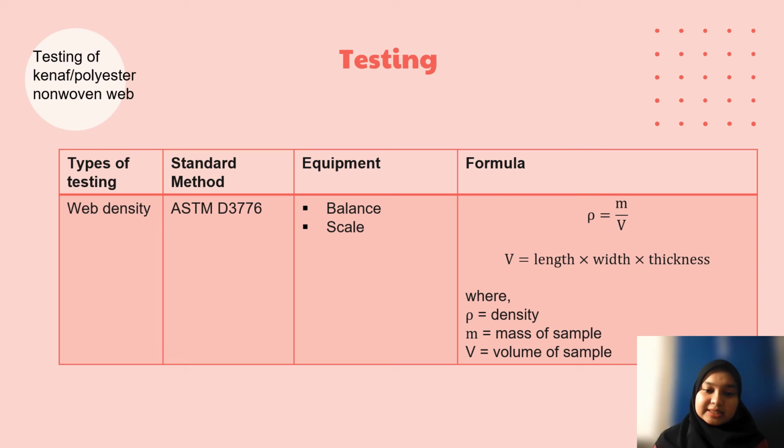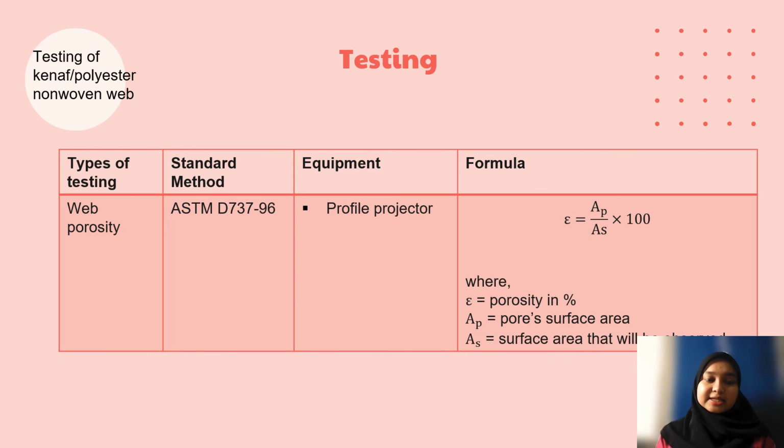In web density testing, the equipment used is a balance and a scale. The testing refers to the standard method ASTM D3776. The density will be calculated using the formula in the table, which is density equals mass divided by volume. The next testing is porosity.